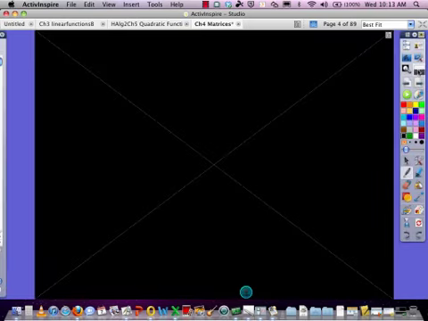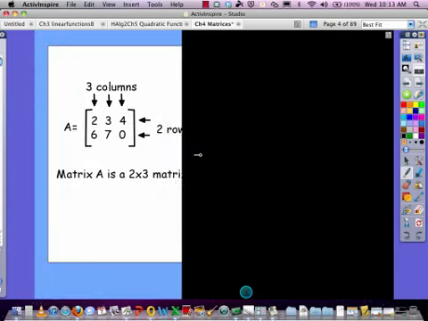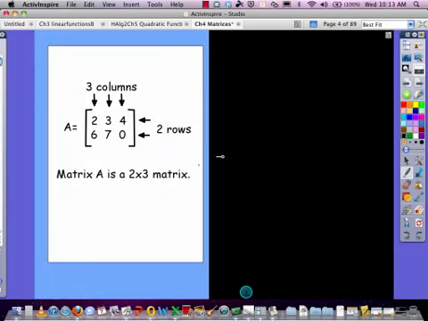So if we look at the possibility of matrices, here is that example where it says we like to call them a capital letter. So in this case, we have our capital letter A. We do have 2 rows and 3 columns, and we have numbers in each of those positions. So matrix A, we like to say, is a 2 by 3 matrix. It's always row by column when you're identifying the size of your matrix.